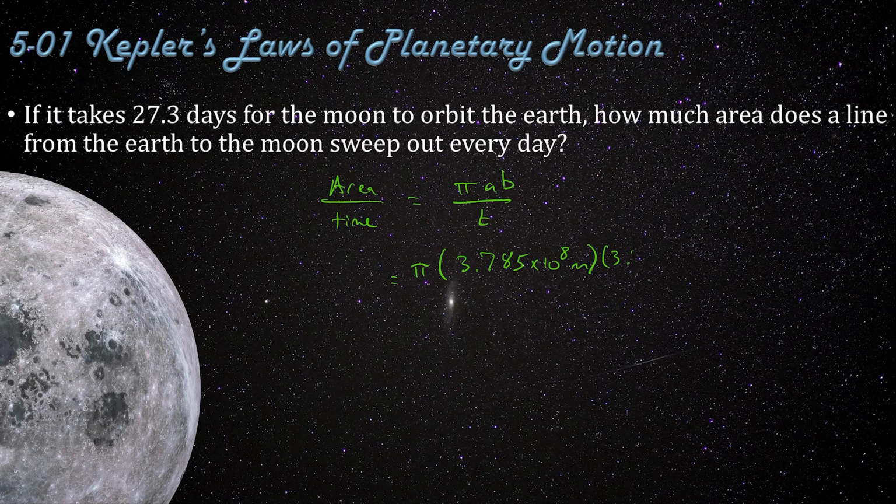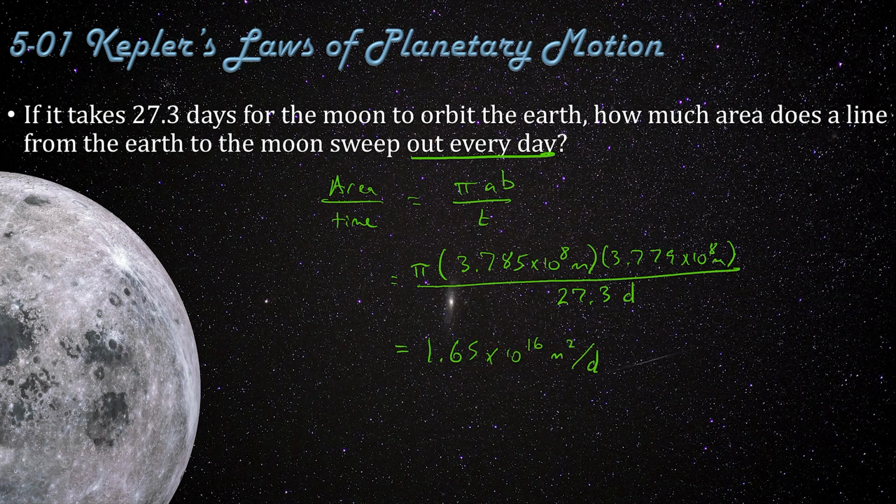B was 3.779 times 10 to the 8 meters. So that's what we had on the last problem, times 1,000, because the last problem we had it in kilometers. And we'll divide by our time, which is 27.3 days. I left it as days because I want how much it sweeps out every day. So when I multiply and divide, I get 1.65 times 10 to the 16 meters squared every day. So it's a lot of area.